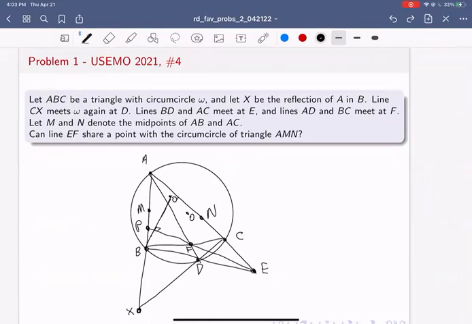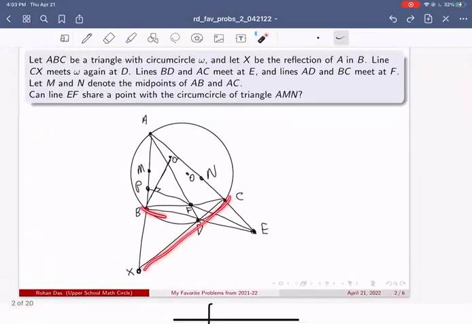And in this problem, we have a cyclic triangle A, B, and C. Its circumcenter. Then this point X is like B is the midpoint of AX. And then D is the intersection of CX and the circle. So then we have the ABCD as a cyclic quadrilateral, and we define E as the intersection of these sides, F as the intersection of these sides, and we already have that X is the intersection of these sides.